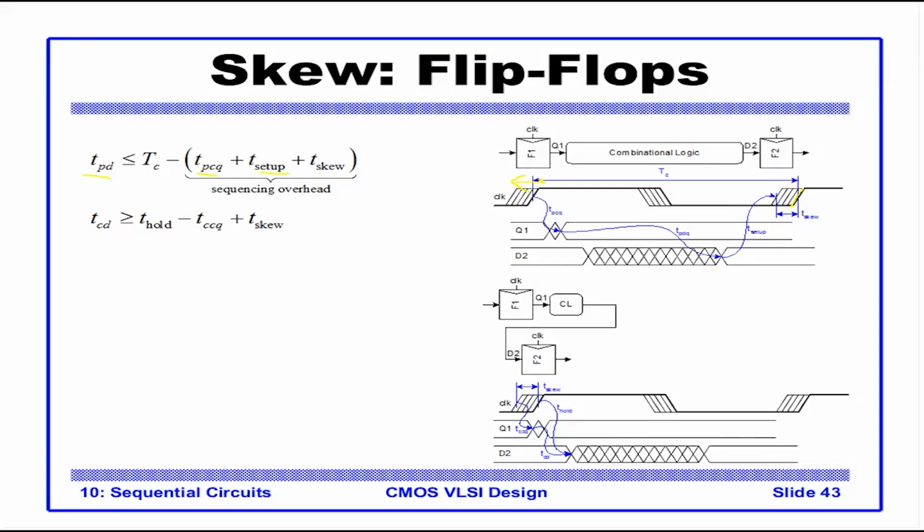Similarly, this skew is shown positive here, but this skew can also be negative. That means it can also affect hold time negatively. Let's say if the clock edge arrives early here, it is not good for the setup case. If the clock edge arrives later here, it is not good for the hold case. We'll see more details on this in unit 4 and 5.